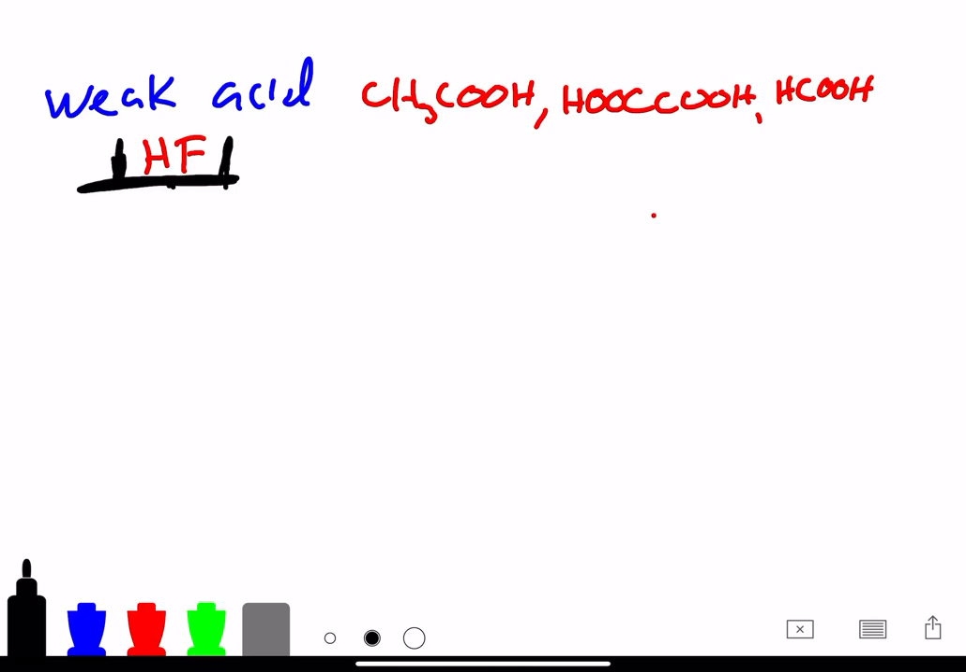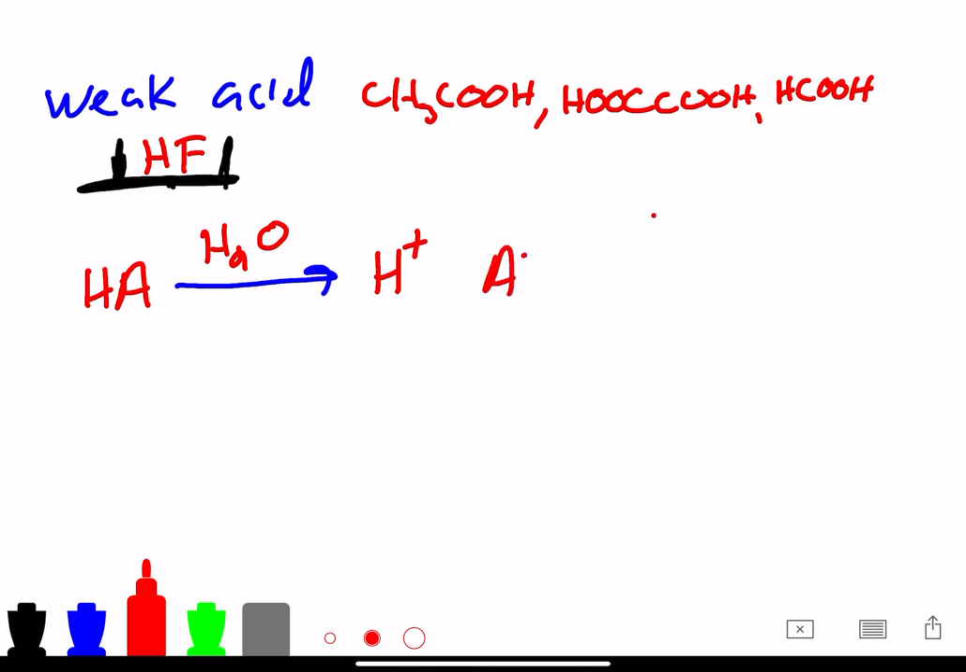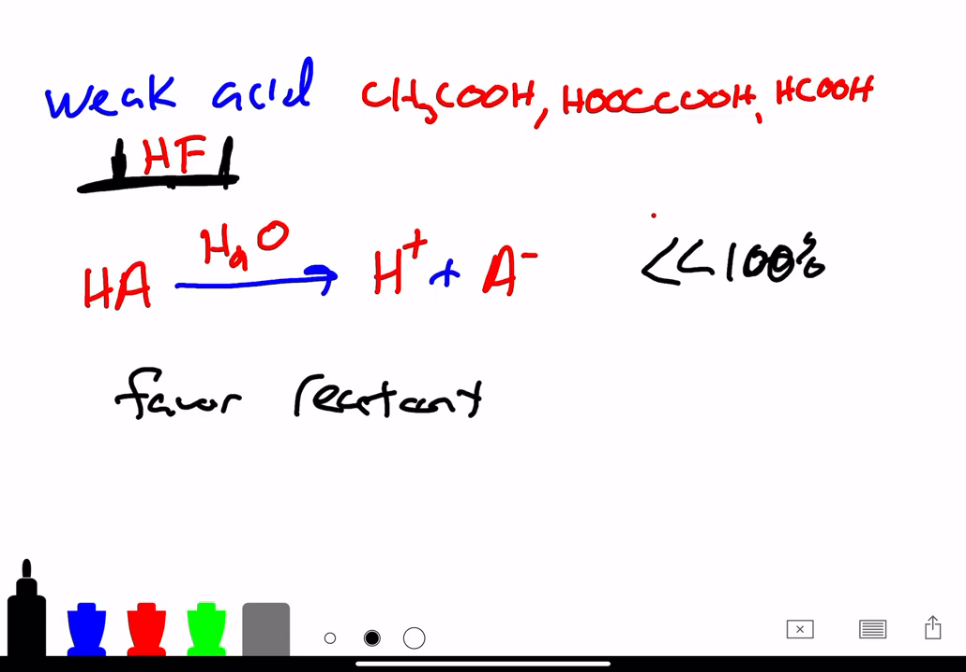These acids do not form 100% products. So if we have our weak acid, which we represent here as HA, H being the acidic proton, A being the rest of the molecule, and we put it in H2O, we still end up with H plus and whatever the conjugate base is, which we're going to get to in a couple minutes. But this is less than 100%, and usually much less than 100% dissociation. So a weak acid is going to favor reactants. So it's going to have a small K, whereas the strong acids had a large K.